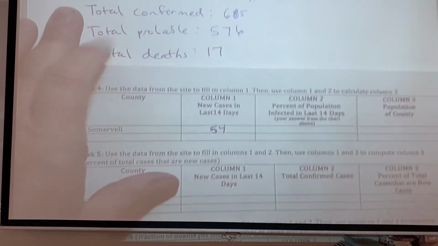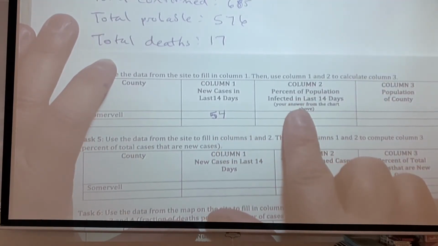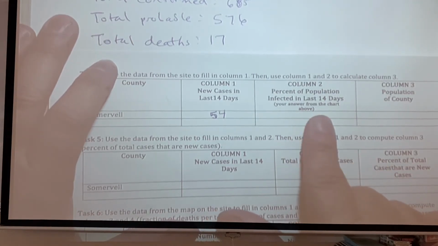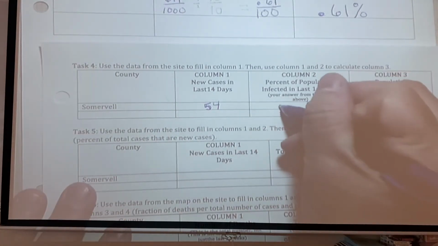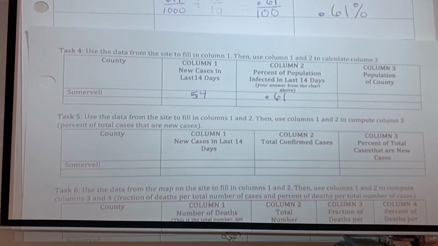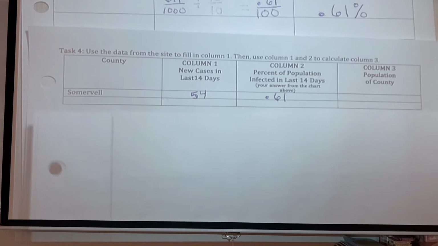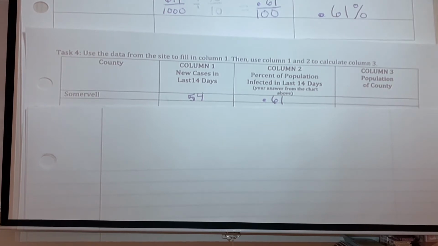Okay, so back to this. In the last 14 days, we have 54 cases. We want to know the percent of the population infected in the last 14 days. Oh, we did this. The percent was 0.61. And now I want to know the population of the county. So if I know that 0.61% of the population is what percent has gotten it, and I know 54 have gotten it in the last 14 days, I should be able to figure out their population.